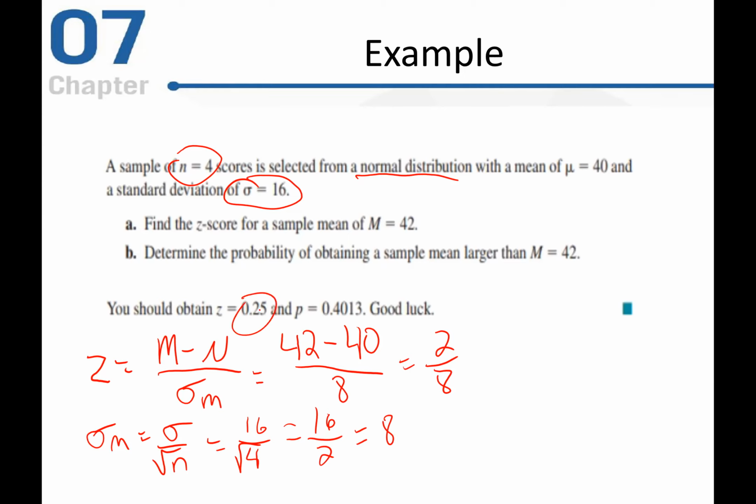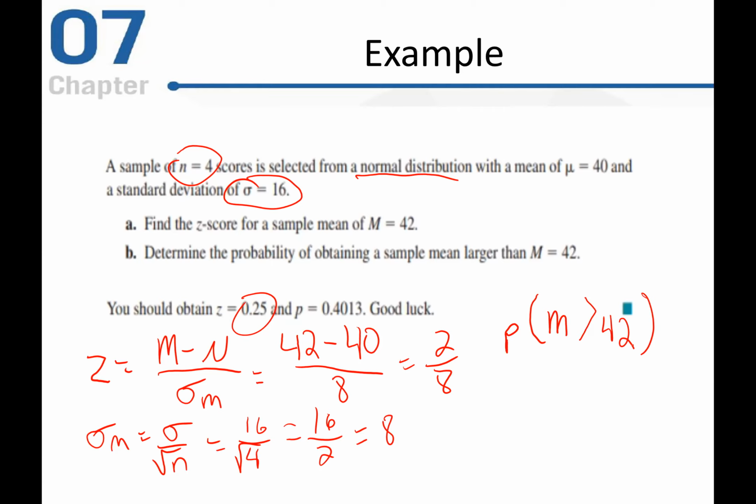0.25. All right. And so the next question is, determine the probability of obtaining a sample mean larger than 42. So let's write that out. The probability of obtaining a sample mean that is larger than 42.